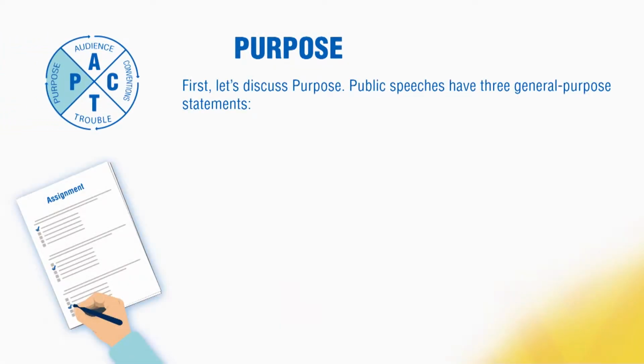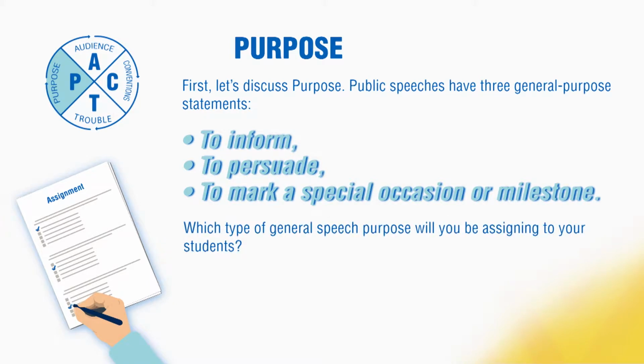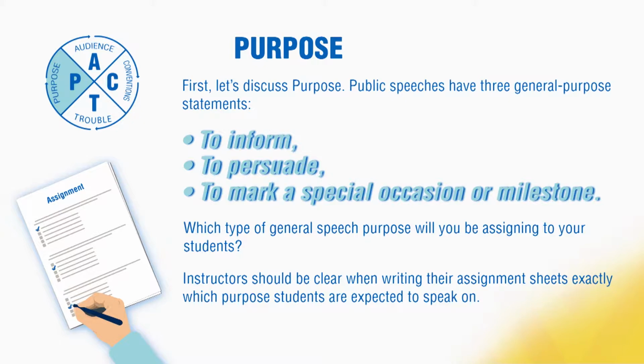Public speeches have three general purpose statements: to inform, to persuade, and to mark a special occasion or celebrate a milestone. Which type of general speech purpose will you be assigning to your students? Instructors should be clear when writing their assignment sheets exactly which purpose students are expected to speak on.